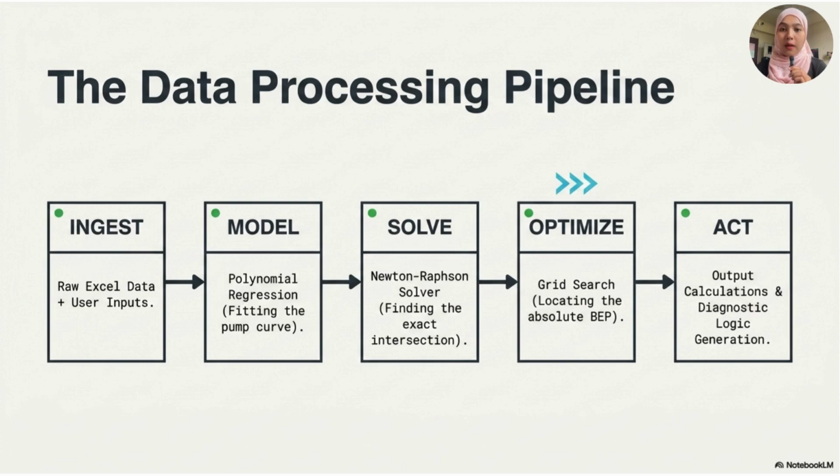Third, solve. Next, a custom Newton-Raphson solver steps in to pinpoint the exact operating intersection between the pump and the system. Fourth is optimize. We run a high-resolution grid search to locate the absolute best efficiency point, or BEP. And finally, our fifth is app. The app generates real-time output calculations and automated diagnostic logic to guide operators on the factory floor.